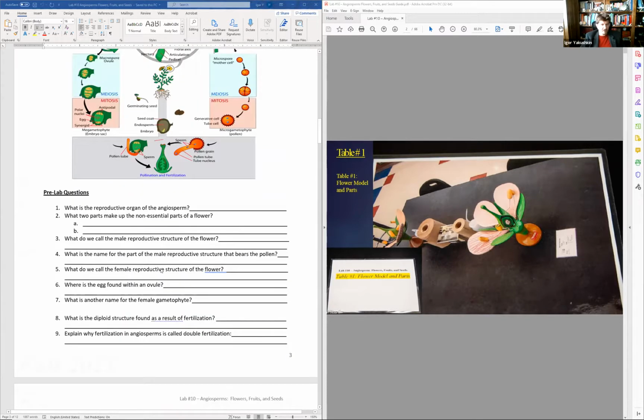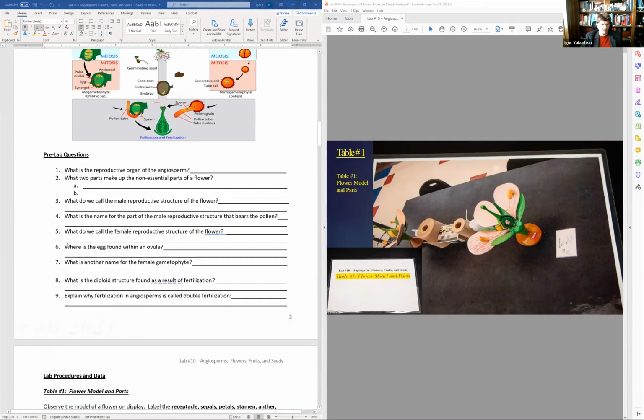What do we call the female reproductive organ or structure of the flower? It could be a carpel, C-A-R-P-E-L, or pistil. It's essentially the same thing, so either will do. Some students ask, what about carpel? I'm like, yeah, it's the same thing. Okay, so don't get confused.